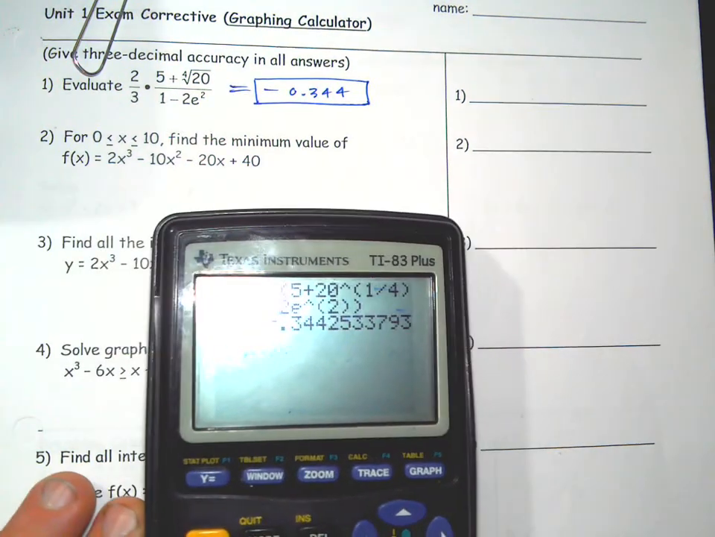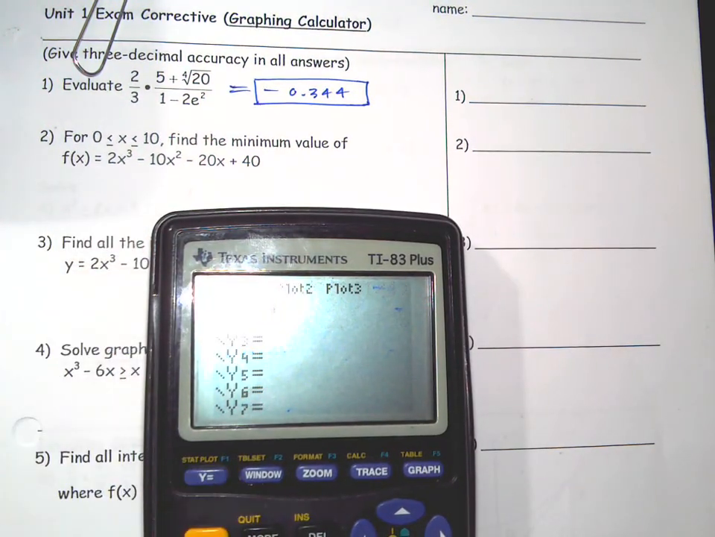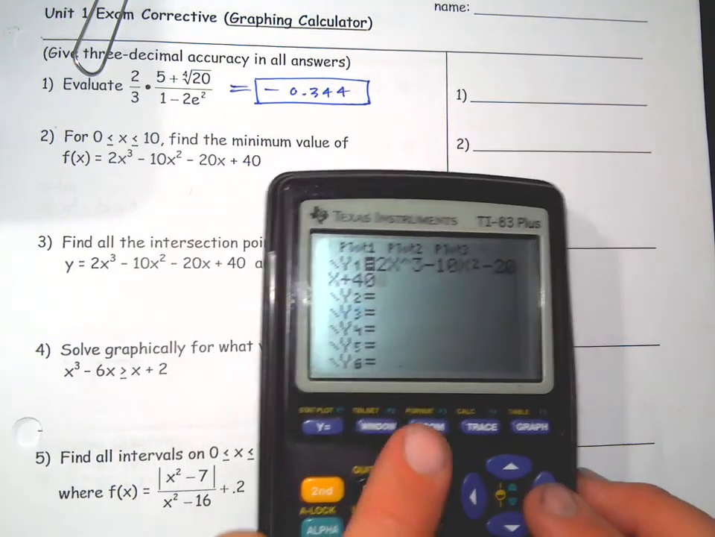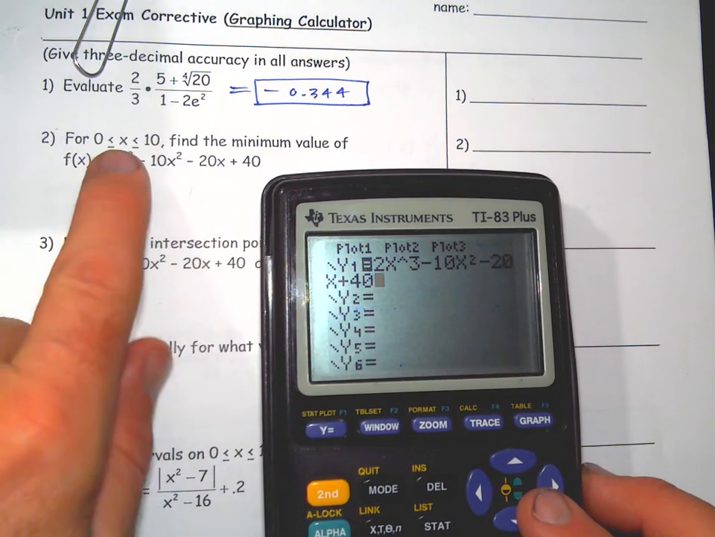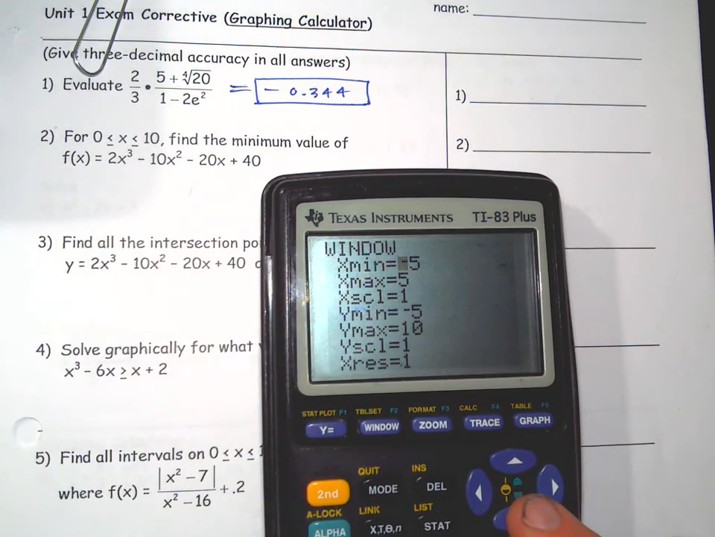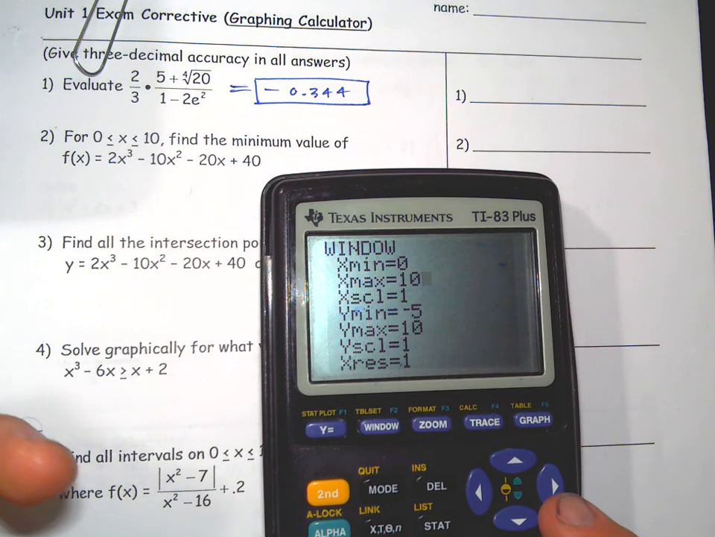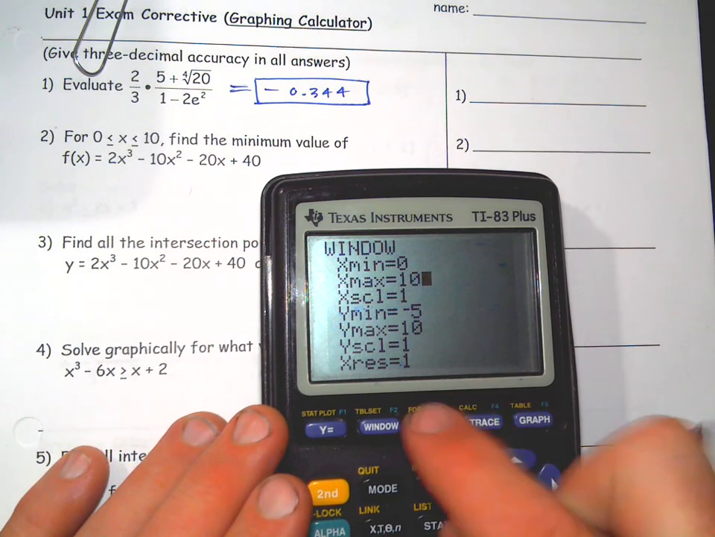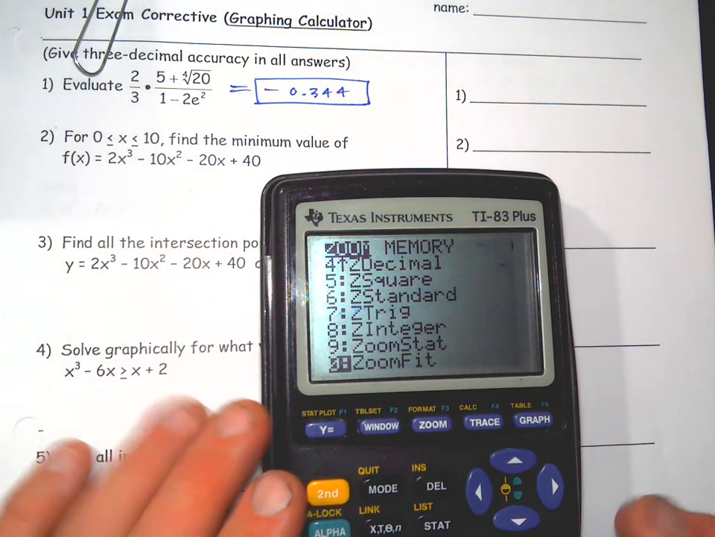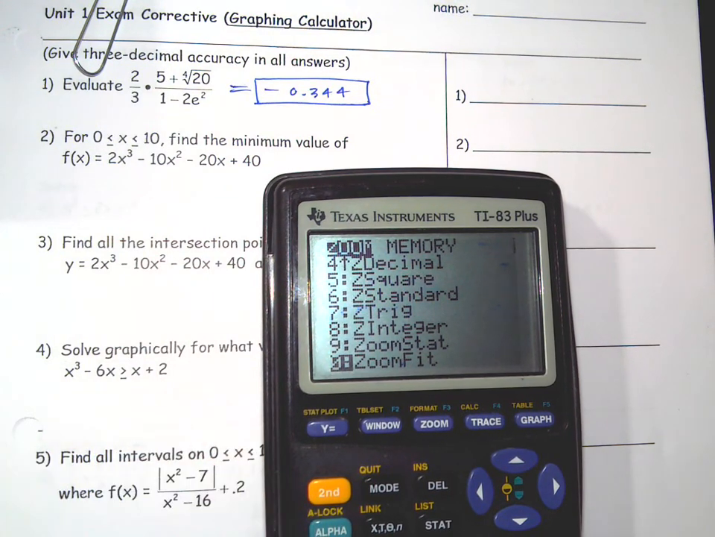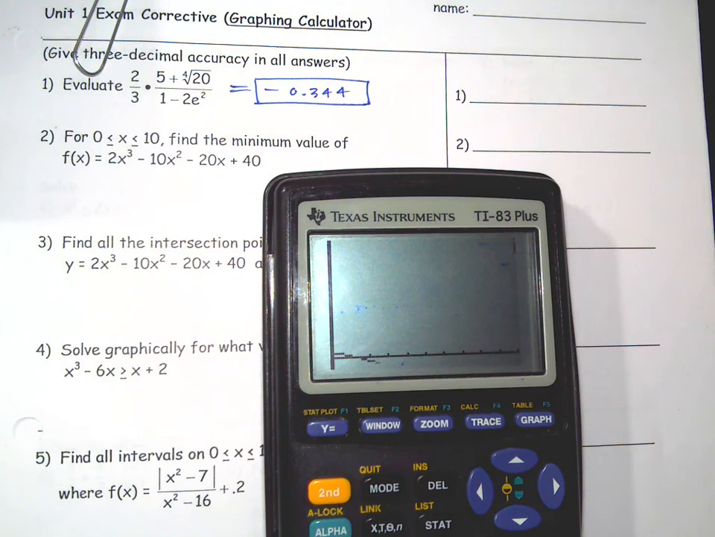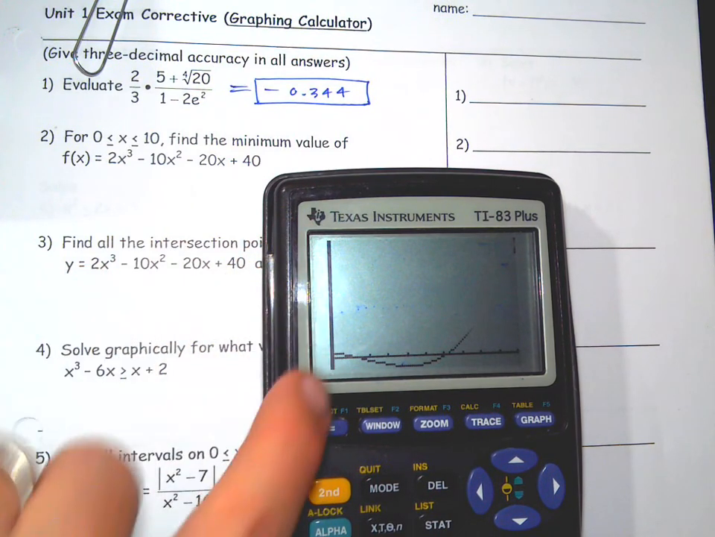Okay, then we're going to try and find the minimum of this graph. So we're going to get a y, enter this in: 2x^3 - 10x² - 20x + 40. You always want to go to window before you graph. It says 0 to 10, so in window, we could probably say 0 to 10. We could try zoom fit, but that might make the graph really big, though. So zoom 0 would be the shortcut. If you just hit 0, it selects ZoomFit. So really big graph. You can tell how dense this is.